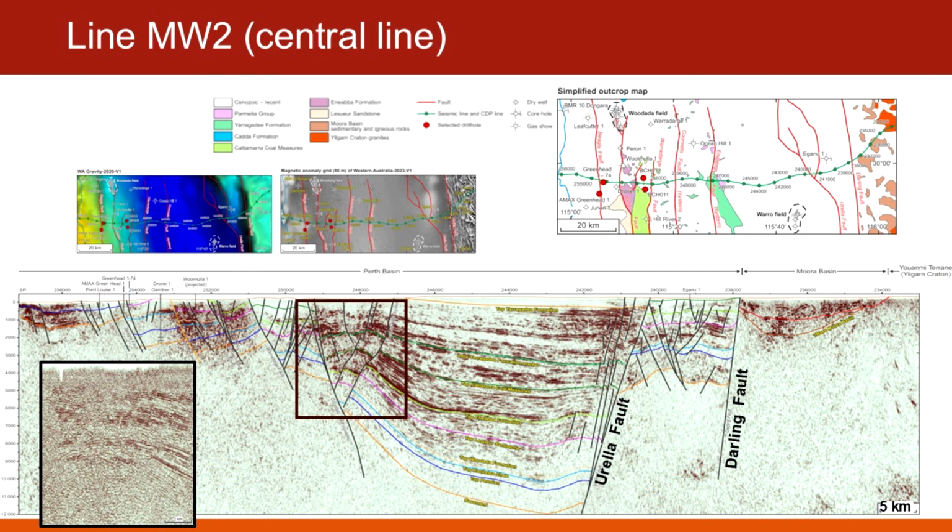Heading further south in MW2, again we can see the influence of the Darling and Urella faults, but here we can see that the Urella fault has actually become the major fault controlling subsidence. Sorry, it's a bit hard to see. Obviously, the interpretation here is very tentative. I don't have any drill holes that go down to 12 kilometres deep, unfortunately. But the basement here could actually be a little bit deeper.